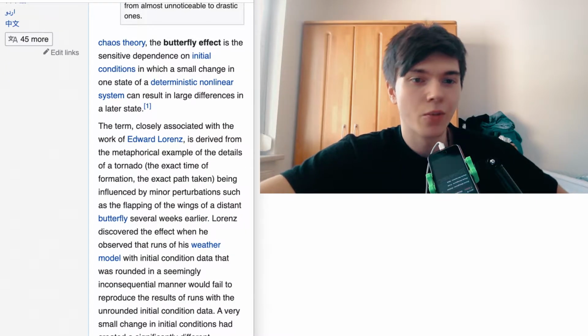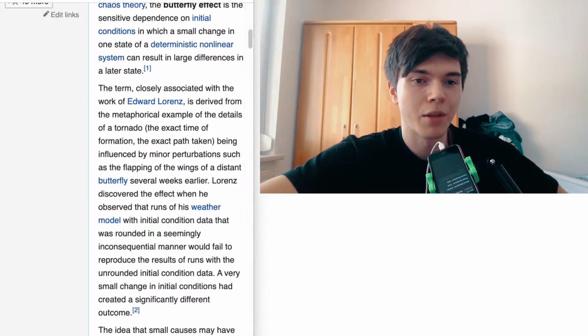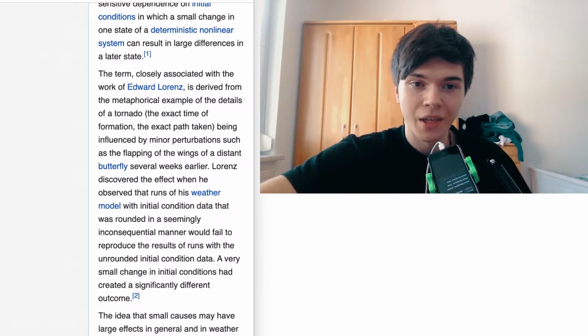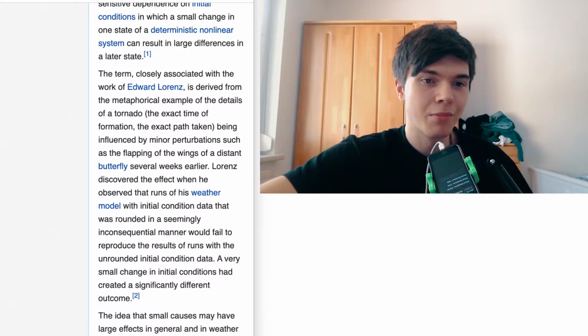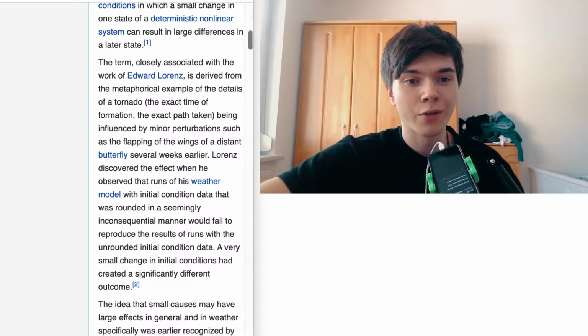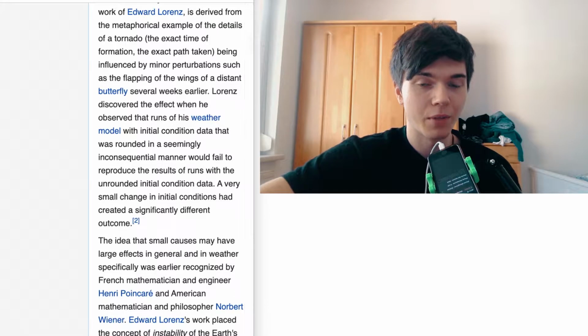The term closely associated with the work of Edward Lorenz is derived from a metaphorical example of the details of a tornado, the exact time of formation and the exact path taken, being influenced by minor perturbations such as the flapping, okay, it's called flapping, didn't know that, of the wings of a distant butterfly several weeks earlier. It is also just a time thing. As I was explaining before, you could have meant that the butterfly flaps its wings and immediately afterwards there's a tornado in another part of the planet. But it also has something to do with time. The butterfly flaps its wings, and then several weeks later there's going to be a tornado somewhere else, just because of the butterfly.